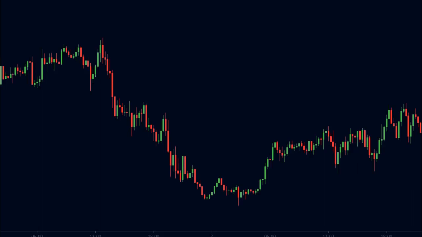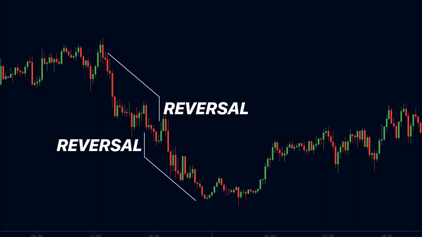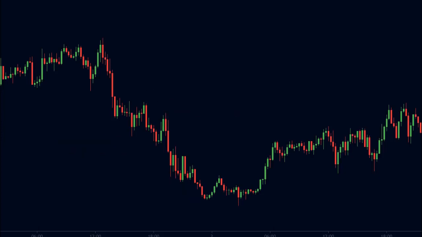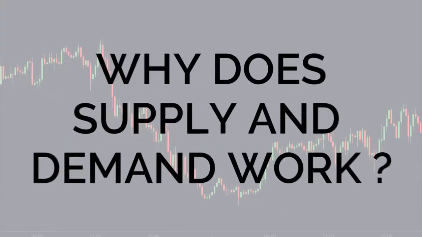Supply and demand trading is so powerful that it allows you to spot high probability reversals and ride the moves to the exact end. Therefore, in recent years, it has become one of the most popular ways of trading. But why does supply and demand work?